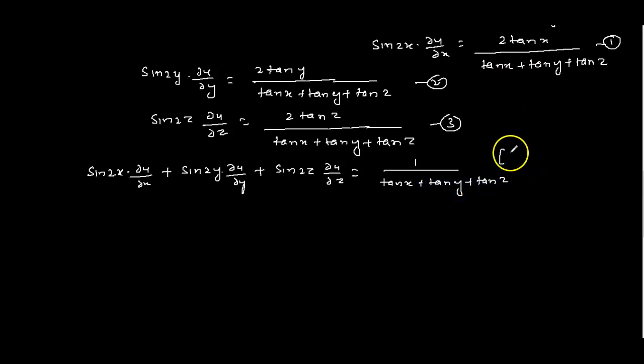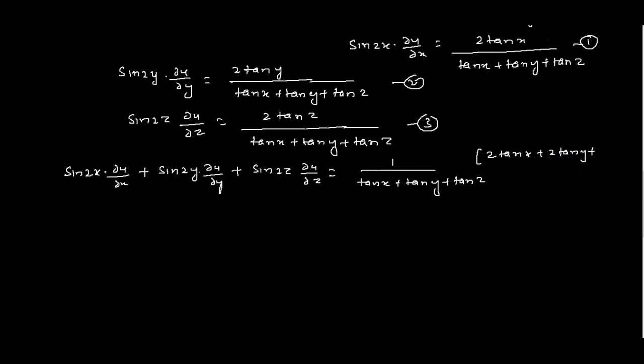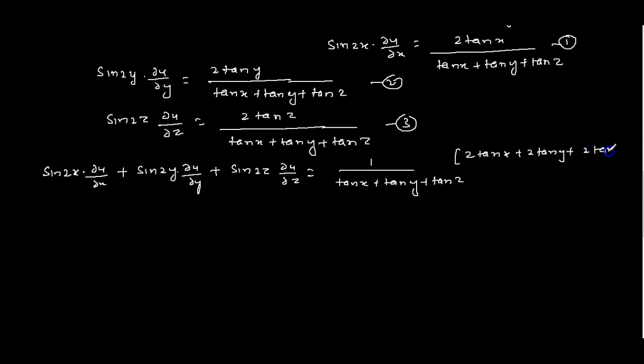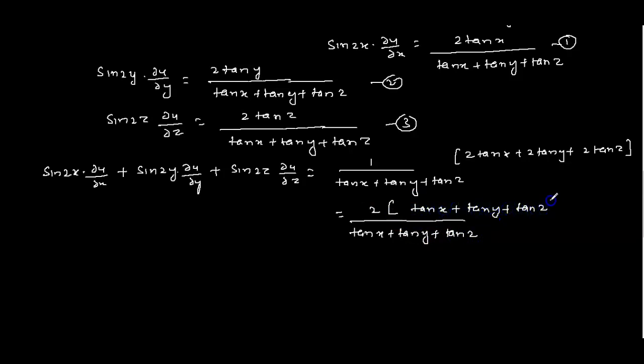So in the numerator we will get 2 tan of x plus 2 tan of y plus 2 tan of z. Here we can take 2 common in the next step, tan of x plus tan of y plus tan of z, and the tan of x plus tan of y plus tan of z cancels out. So only this 2 is left, and that is the RHS.